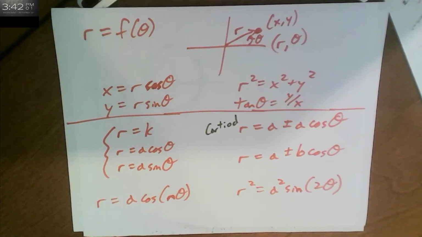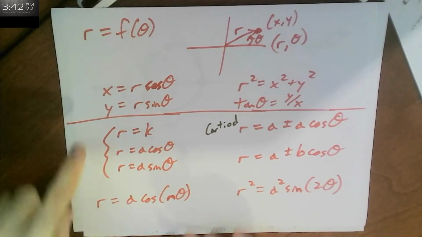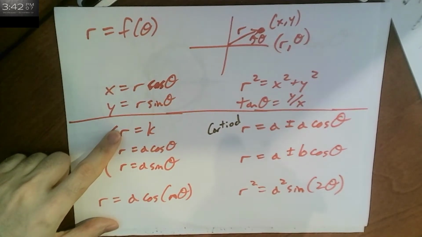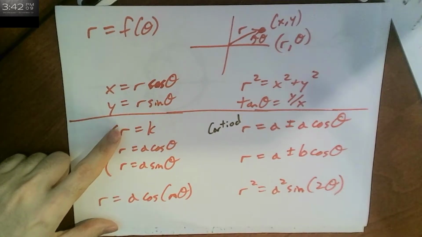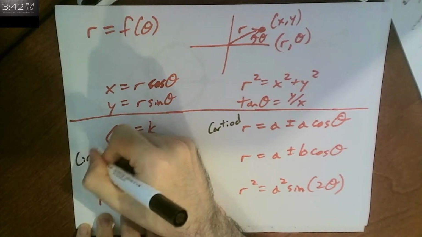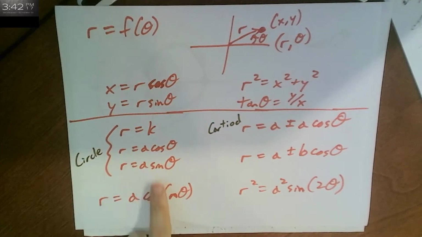Cardioid. Back to the beginning. If r is a constant, that means I don't care what radius I'm at. It's always just a uniform distance from the center. Well, that's the definition of a circle, right? Being a uniform distance from the center. And indeed, these other two are also circles. They're just not centered at the origin anymore. Something to think about. If you've forgotten, that's okay.